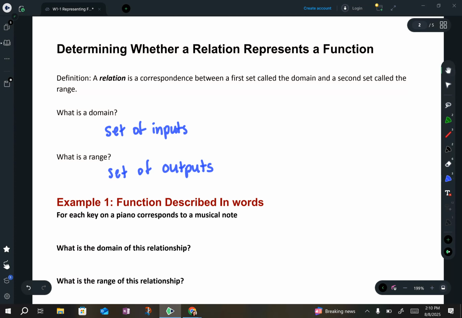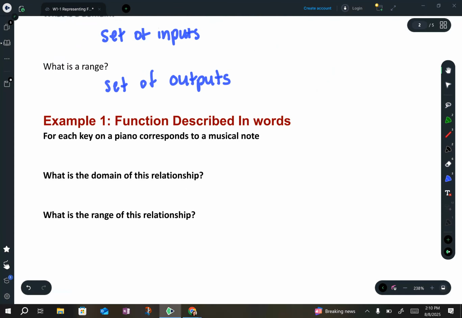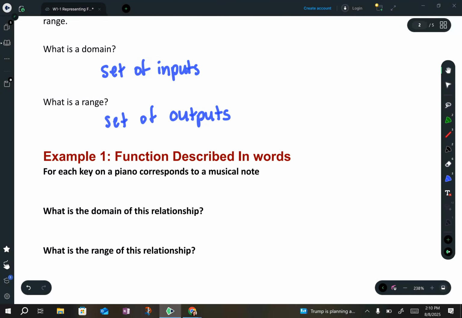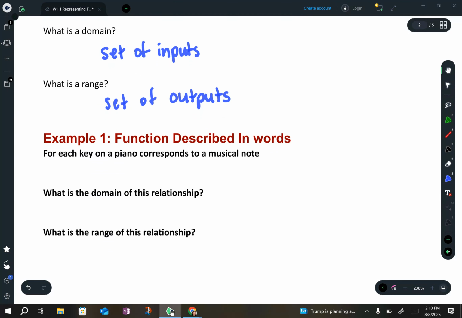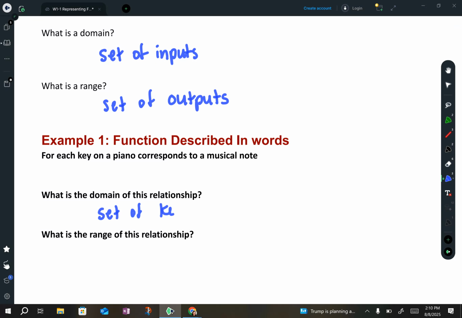Let's think about an example to talk about relations. Every key on the piano corresponds to a musical note. So you push the key on the piano and it makes a musical note. And the input of this function is going to be the keys. So the domain of this function is the set of all keys. And the range of this function is your musical notes.